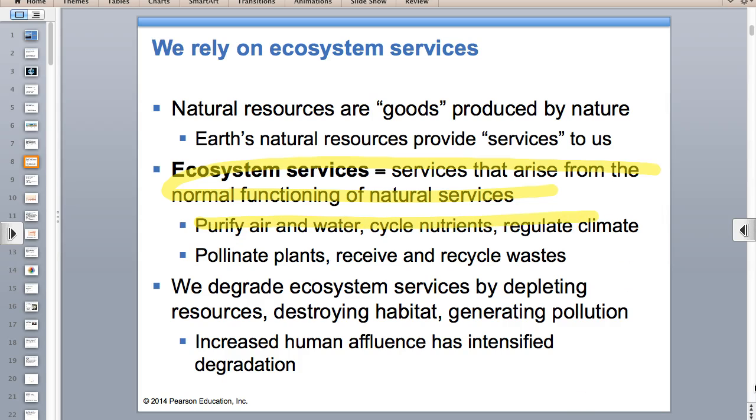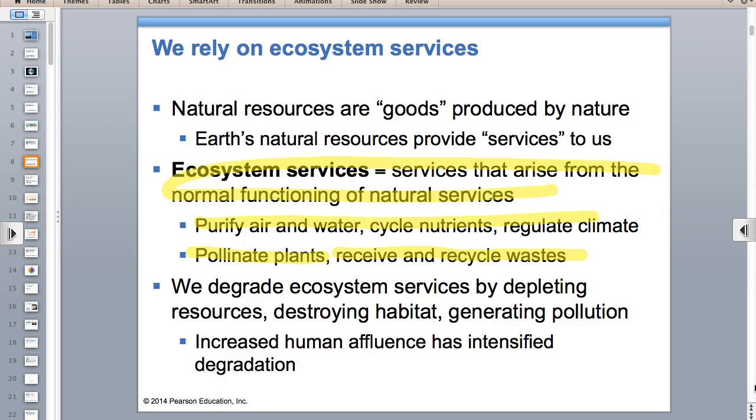When bees pollinate our crops so that we can have apples or tomatoes, that's an ecosystem service. The earth does it for us for free. When the earth breaks down our waste with bacteria and returns nutrients like carbon and nitrogen to the carbon and nitrogen cycles, that's done for us for free. That's an ecosystem service.